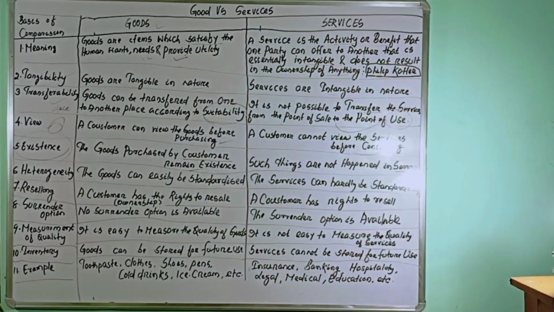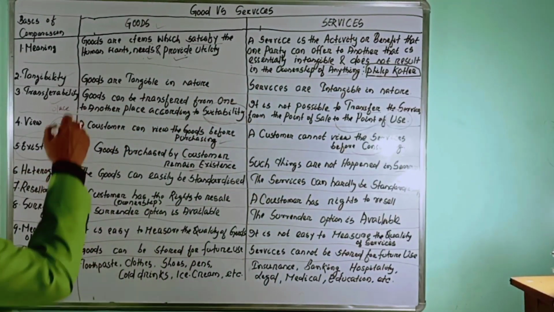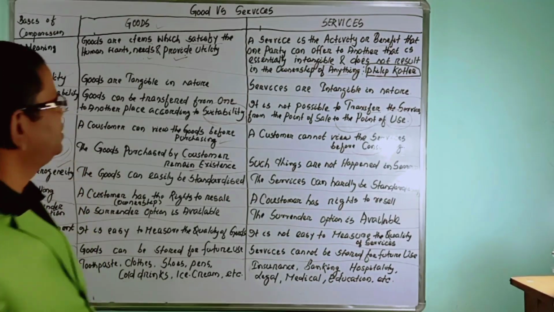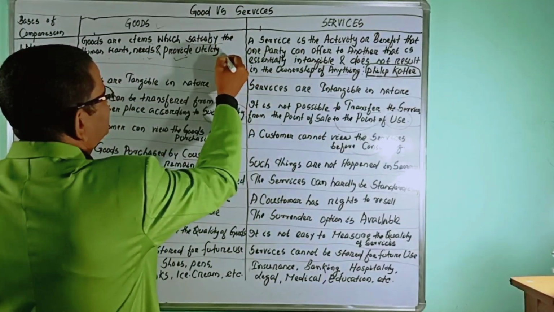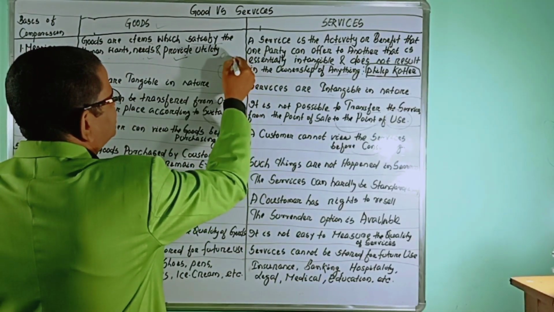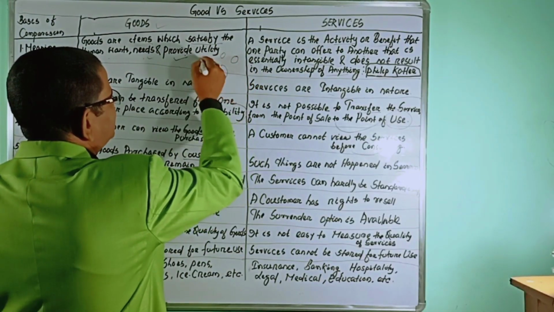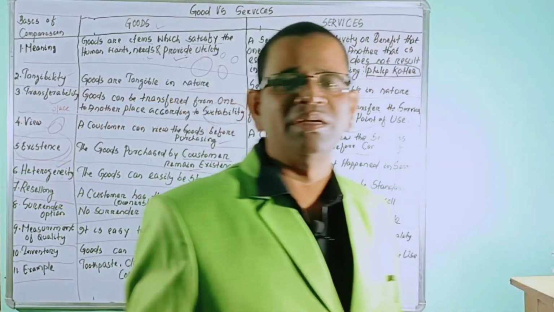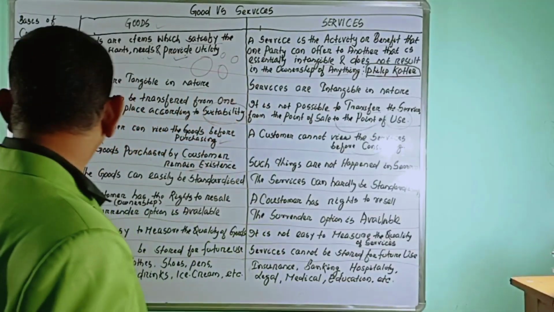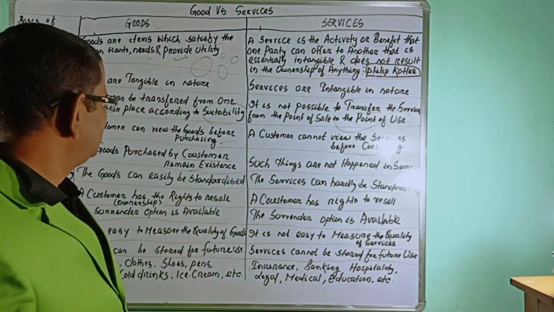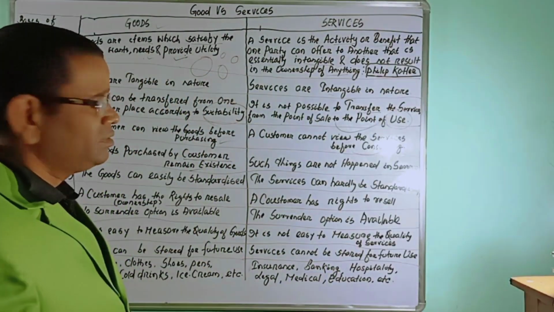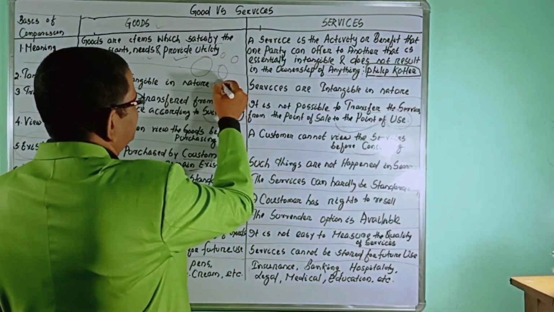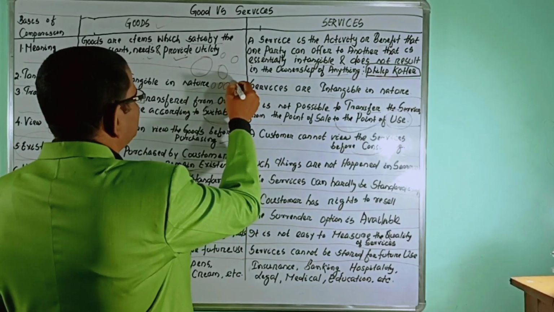Next one is heterogeneity. The goods can easily be standardized. What is the meaning of heterogeneity? Heterogeneity means different, not similar. Its opposite is homogeneity, which means the goods are the same in nature.